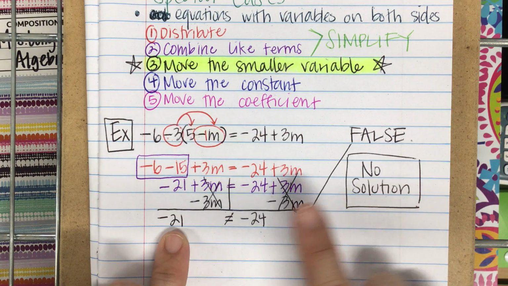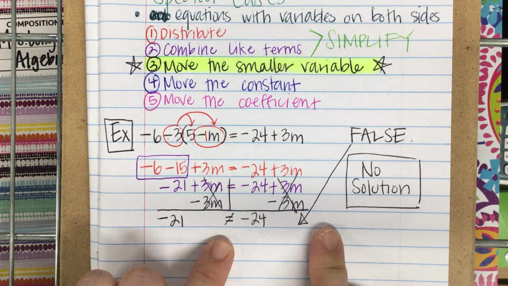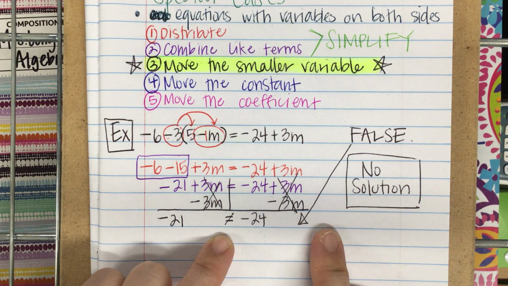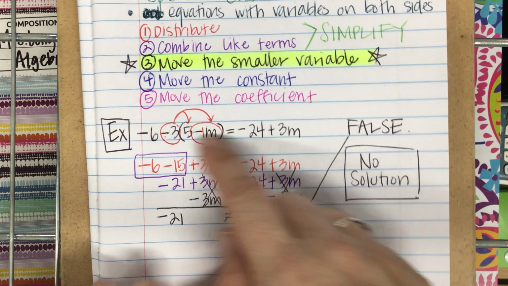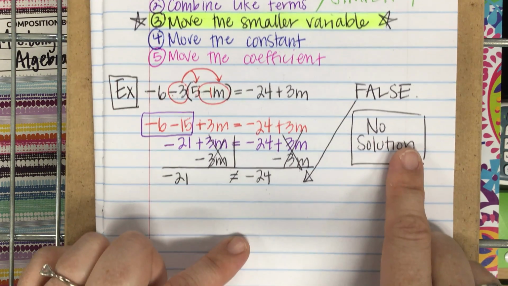There is no number that I could say m equals blank. No decimal, no negative, no positive, no number that would work for m in this problem. So this equation has no solution. There is no answer to this problem.